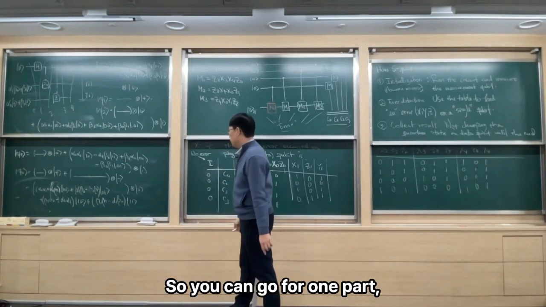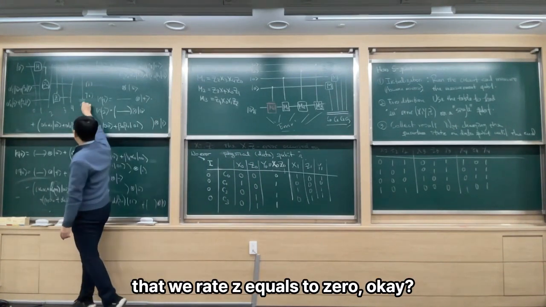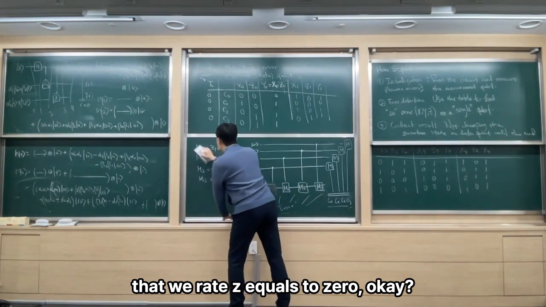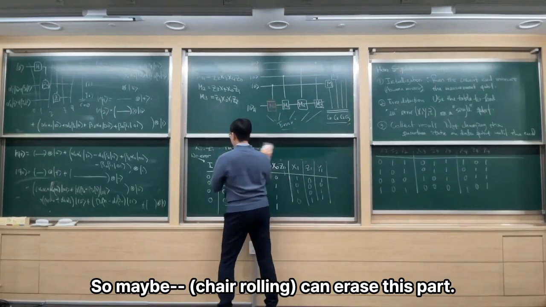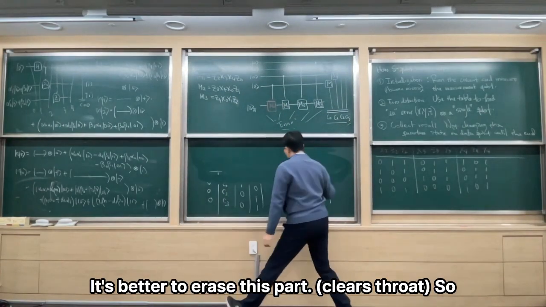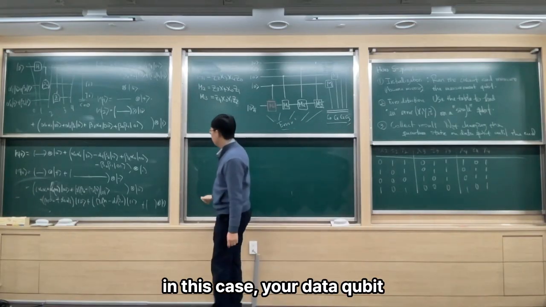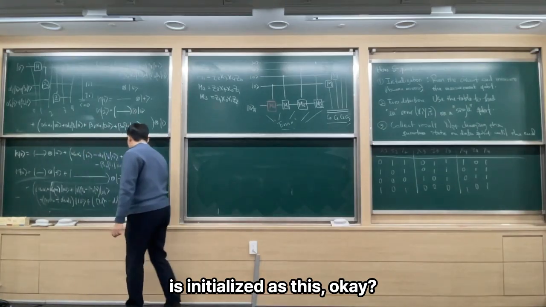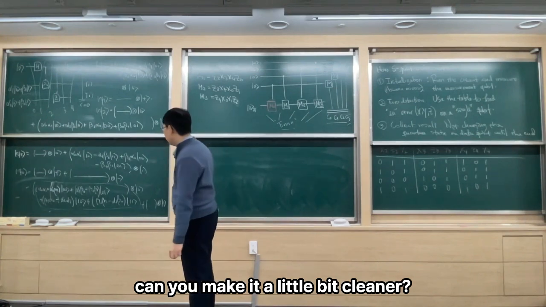Okay, so you can go for one part, but let's now assume that we write c equals to 0. Okay, so maybe I can erase this part. Better to erase this part. So in this case, your data qubit is initialized as this. Okay. Can you make it a little bit cleaner?